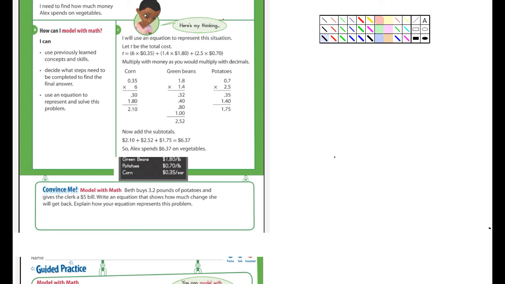And it says, model with math. Beth buys 3.2 pounds of potatoes and gives the clerk a $5 bill. Write an equation that shows how much change she will get back.